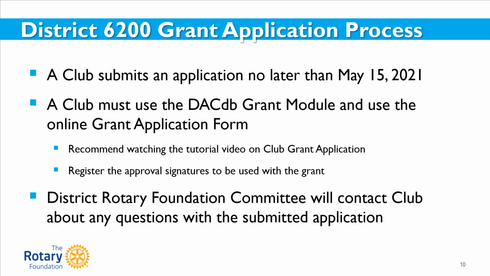As pointed out in the first video, clubs must use the DACDB grant module and use the online grant application found in that module. It is strongly recommended that you watch the tutorial video provided in that module to better understand how to use the online application. Remember, the district grant application deadline is May 15, 2021. Any applications received after that date will not be considered.